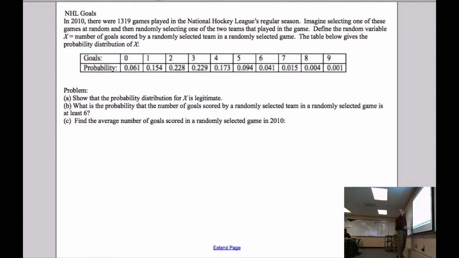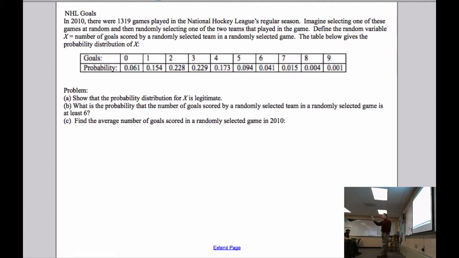Okay, so let's go back to the hockey then. I want to know the average number of goals scored in a randomly selected game. I can't tell you right now. Take out your calculators. I'm going to show you how to do this in your calculator. It'll make things a lot easier in terms of finding your expected value.